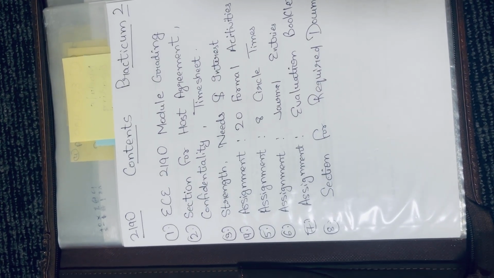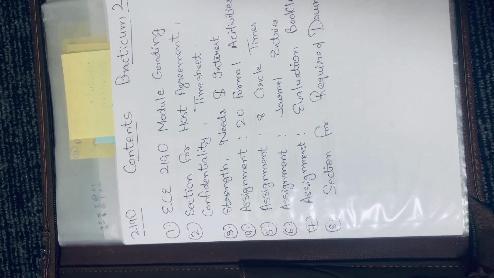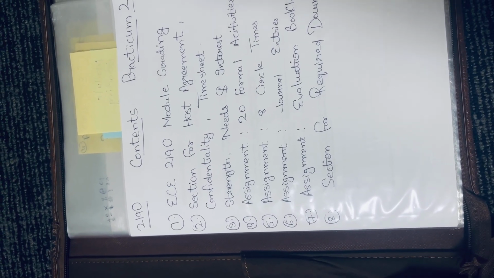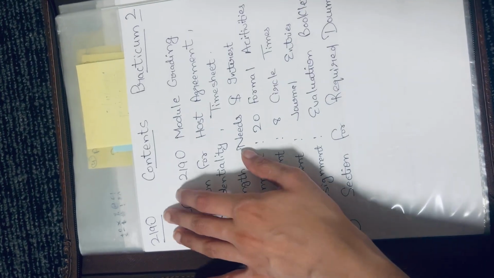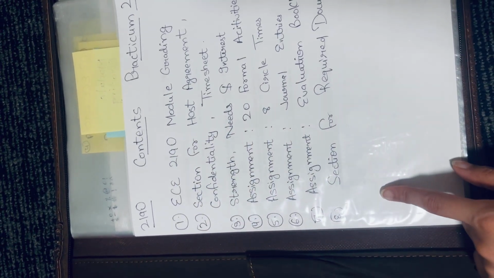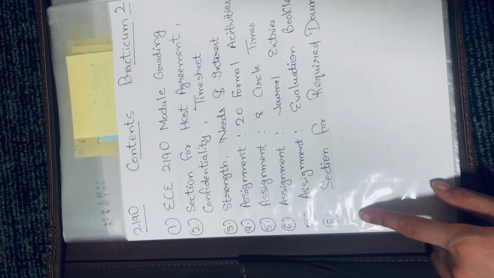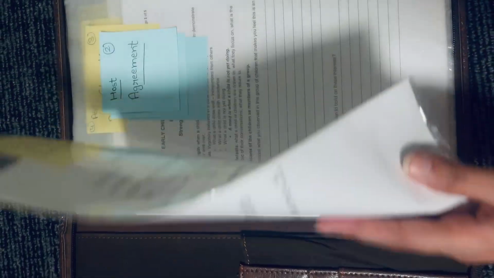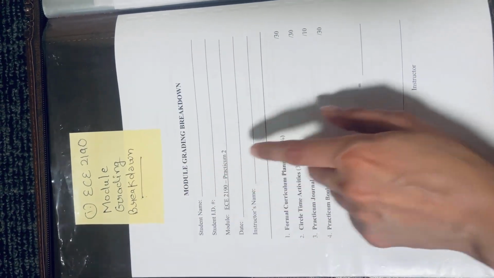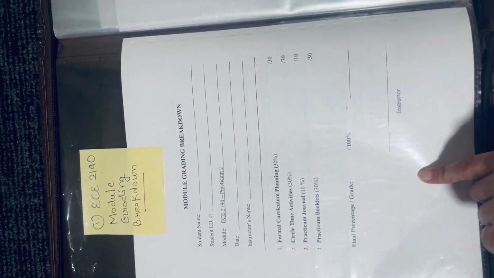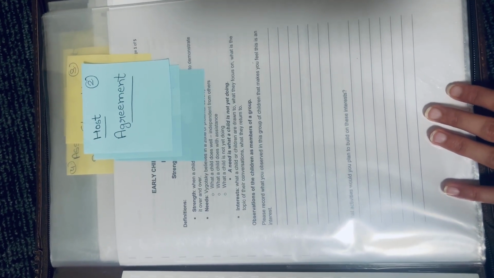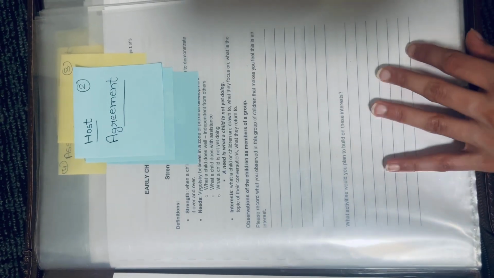And now it's the second part, which is for the 2190 practicum 2. These are all the contents, which has all the 8 different documents. The first one is ECE 2190 module grading breakdown, and then again in this part too I don't have the updated host agreement, confidentiality agreement and the timesheet, but later on I will add them in this one too.